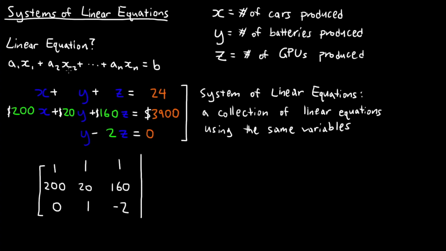Now, in reality, we could be representing this system of linear equations as two matrices, one for the variables and one for the results. But because we want to represent our system with one matrix, we can use this straight line to represent the equal sign and continue with our results. So we'd have 24, 3,900, and 0.